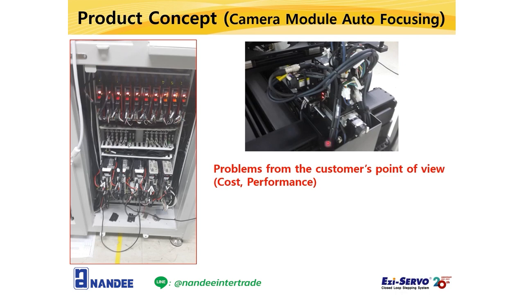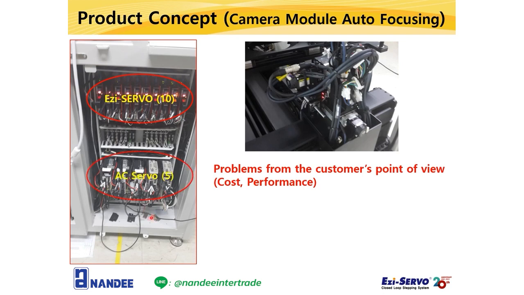This machine aligns the lens and sensor of the camera module used in the smartphone. As you can see in the photo on the left, the customer applied 10 axis of Easy Servo 2+E, which is a standard type of closed-loop stepping system, and 5 axis of AC servo.